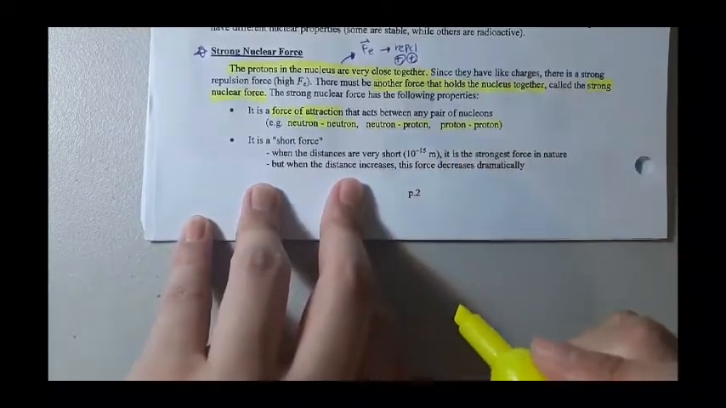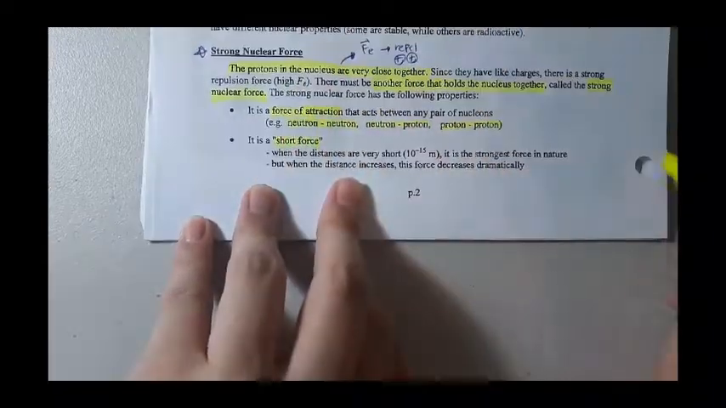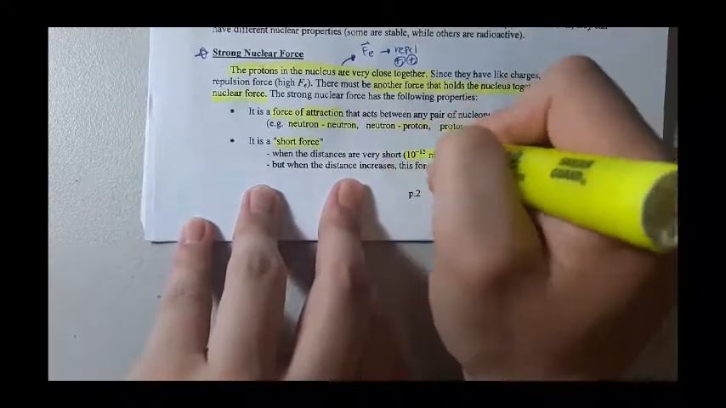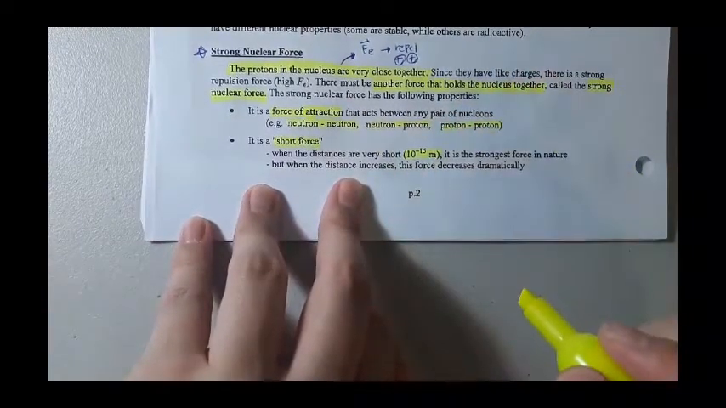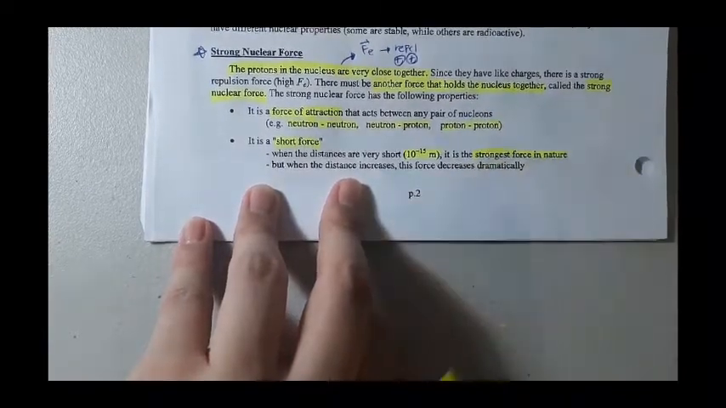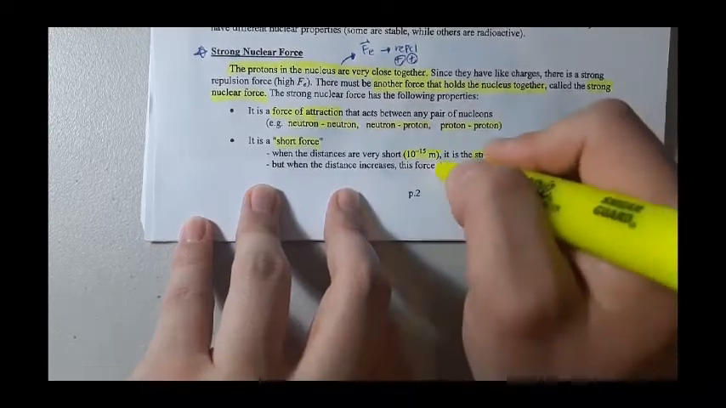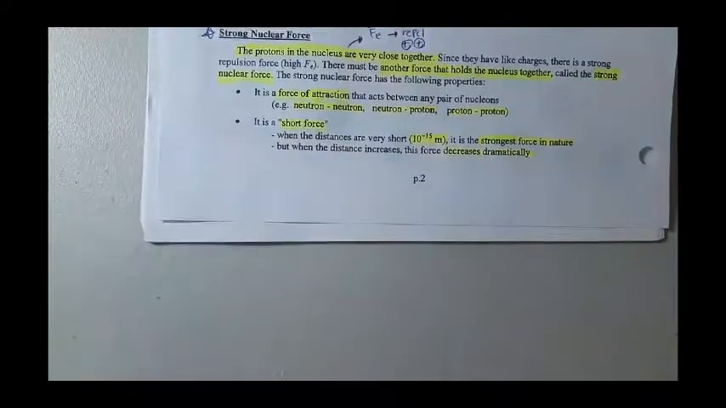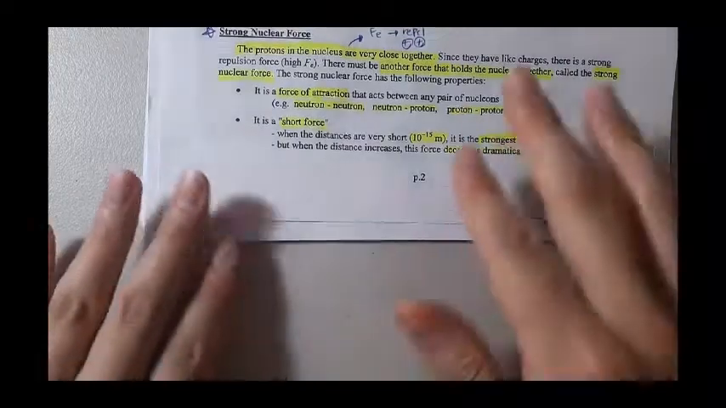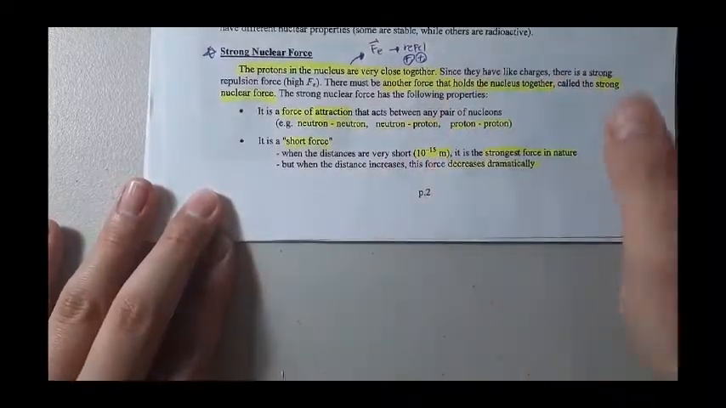It is a very, very short-range force. In fact, the distance is very short, like 10 to the power negative 15 meter, and it is the strongest force in nature. But when the distance increases, the force decreases dramatically. We are not going to go through that mathematically, but theoretically, you should know.